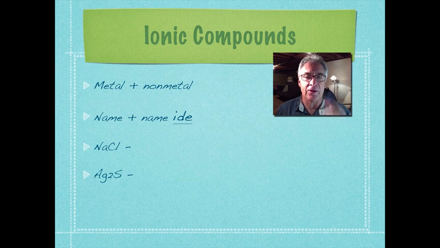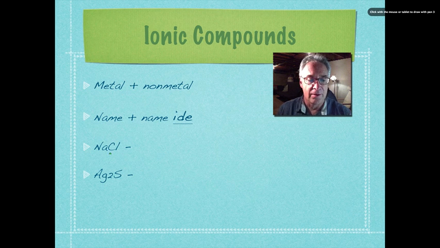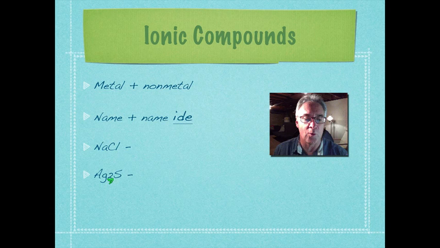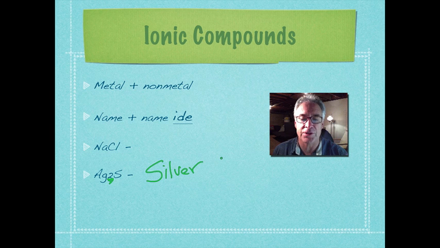Now, in this particular naming structure, you kind of ignore the two in terms of the naming part of it. We're not going to add a di like the other one. We're just going to call it, first of all, Ag is silver. And then, of course, this is sulfur.